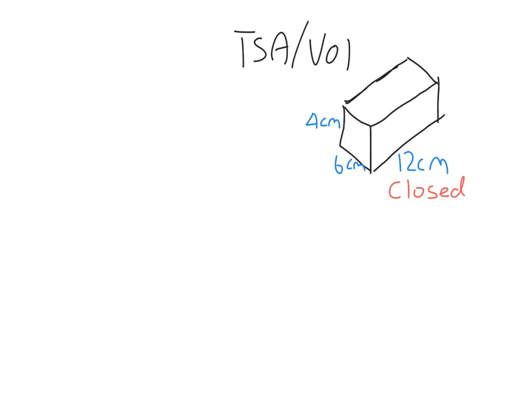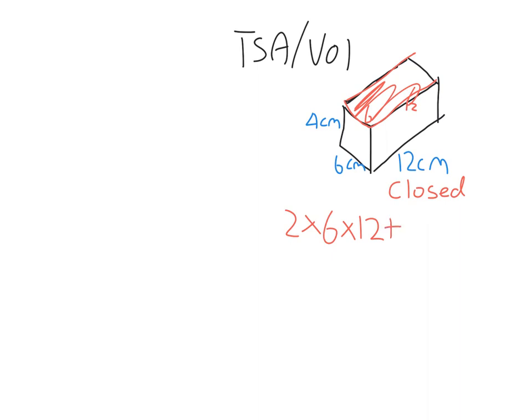So here the top and the bottom are the same size rectangle. The front and the back are the same size rectangle, and the 2 sides are the same size rectangle. So if we look at the top and the bottom, this one here, that is 6 by 12. So we have a rectangle that's 6 by 12, but there's an identical one on the bottom. So that's why we times it by 2.